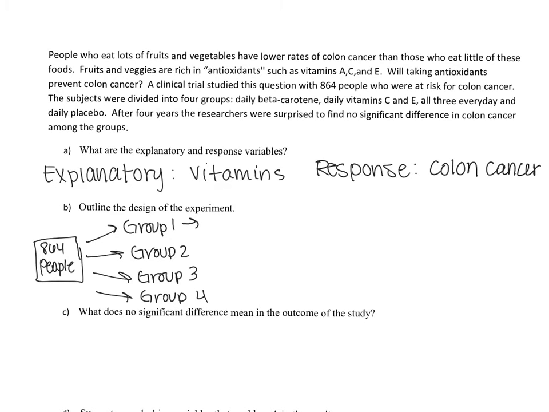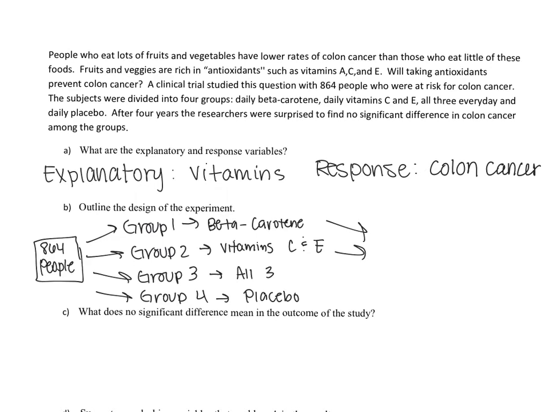Group 1 gets the beta-carotene. Group 2 gets vitamins C and E. Group 3 gets all 3. And group 4 gets a placebo. And at the end of the 4 years, you have your results. So when we talk about outlining the design of an experiment, this is what we're talking about.